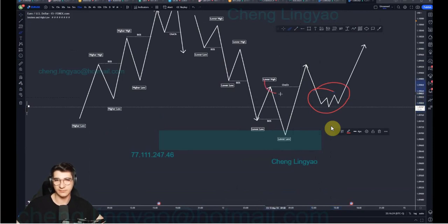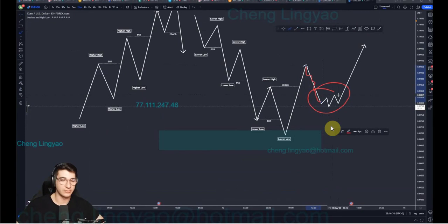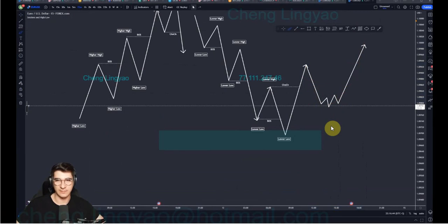Basically, when you have, let's say for example, a 4-hour change of character, then you're going to wait for the pullback, you're going to wait for order flow to realign in your direction. So in this case, bullish on the lower time frame. So let's say 15 minute, 5 minute, all the way to the 1 minute for more confirmation. And then you execute the trade to create the next break of structure to the upside. That's basically what market structure means.